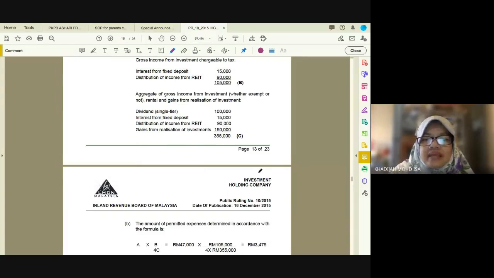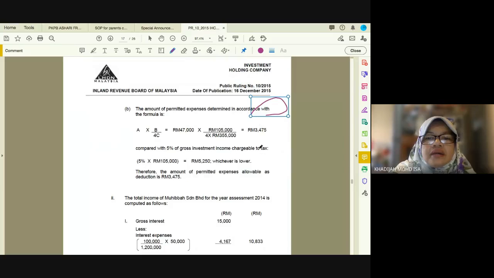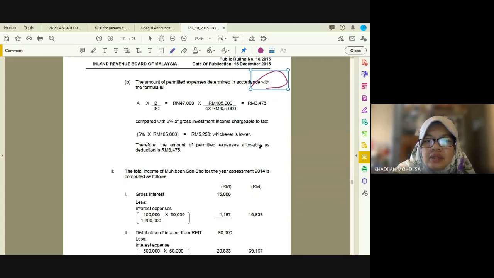So once you have that, then you compute A times B over C, you should get 3475. Right? So you should get 3475 and compare that to 5% of B. 5% of B is 5250. So in that case, you're going to take whichever is lower. Alright. And therefore, the permitted expenses allowed is the lower.